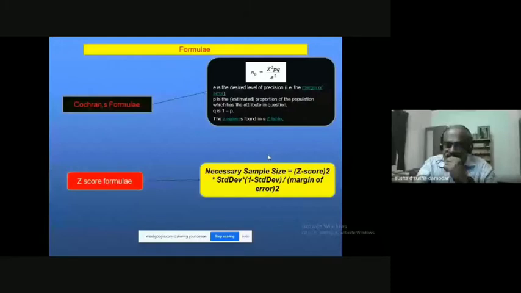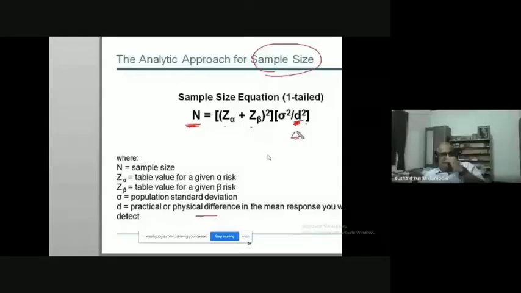Another approach, sample size distortion. N, that means our optimal sample size, is alpha plus beta squared, then sigma squared divided by D squared. This formula is also not considering the population. This formula is good.